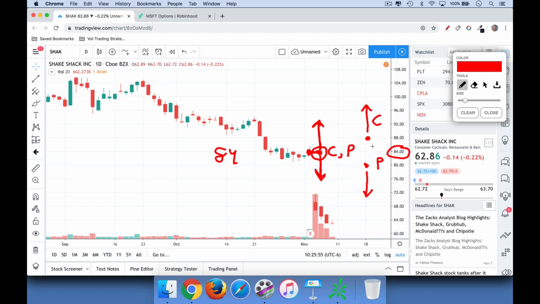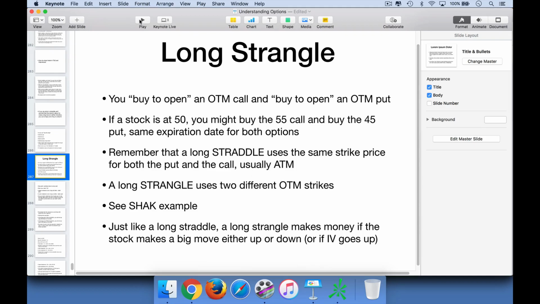A strangle is when you separate these two. So if the stock is trading at 84, we might buy the 88 call for a strangle and the 80 put. And so you can see that if we'd done it as a straddle, we would have been right here in the middle. As a strangle, we stagger it. We do a little above where the stock's trading and a little bit below where the stock's trading. So hopefully that visual is helpful.